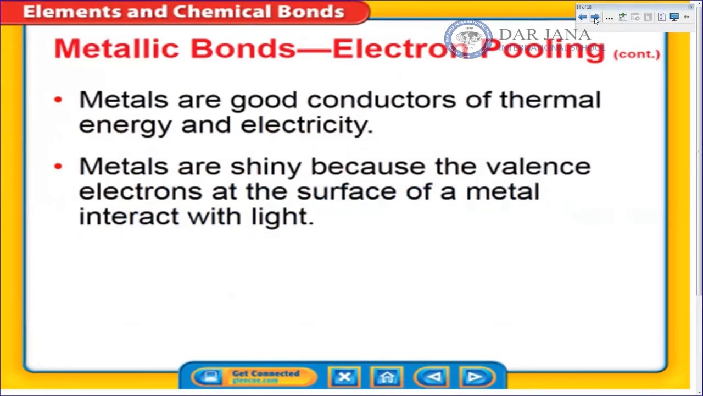Metals are good conductors of thermal energy and electricity. These are properties of metals we studied before. Metals are shiny because the valence electrons at the surface of the metal interact with light. So why are metals shiny? Because these valence electrons at the surface interact with light. This property is called luster, if you remember from previous lessons.